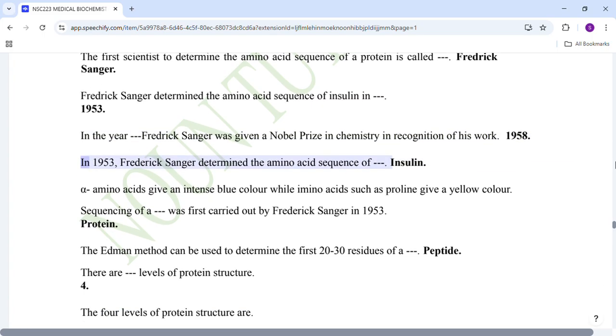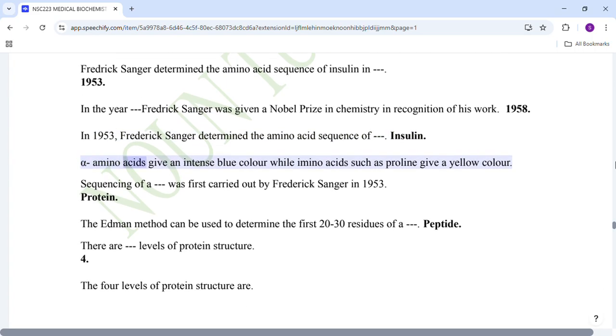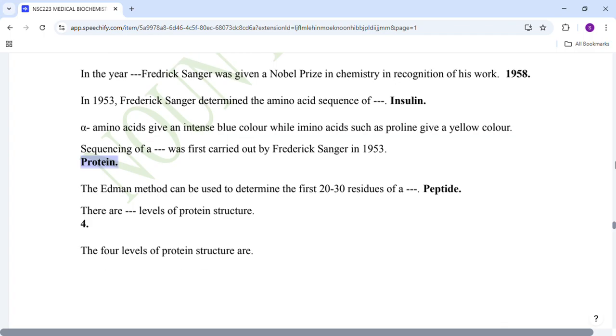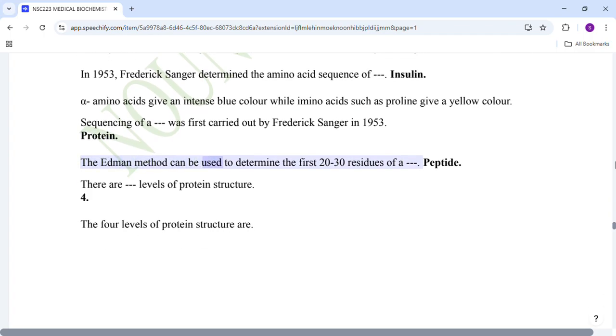In 1953, Frederick Sanger determined the amino acid sequence of insulin. Alpha amino acids give an intense blue color while amino acids such as proline give a yellow color. Sequencing of a protein was first carried out by Frederick Sanger in 1953. The Edman method can be used to determine the first 20 to 30 residues of a peptide.